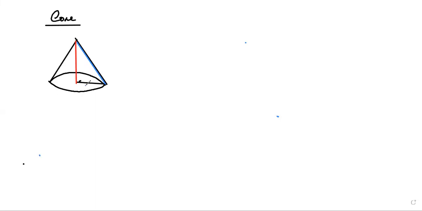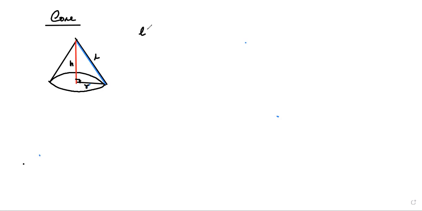It has got a base radius r. You can see, I mark the radius here, children, the base radius R. This red segment is called the perpendicular height. This blue segment is called the slant height. You can clearly see, children, all these three are the sides of a right angle triangle.